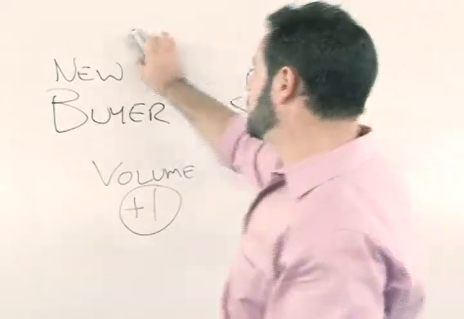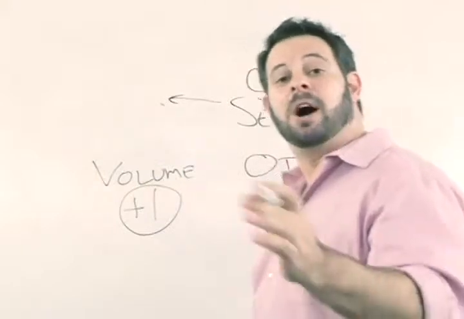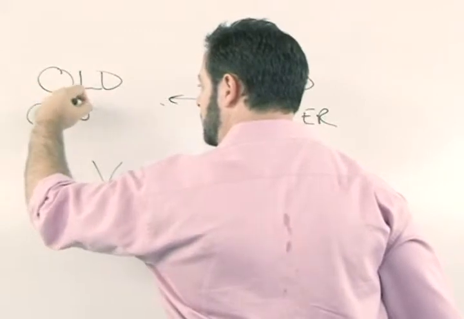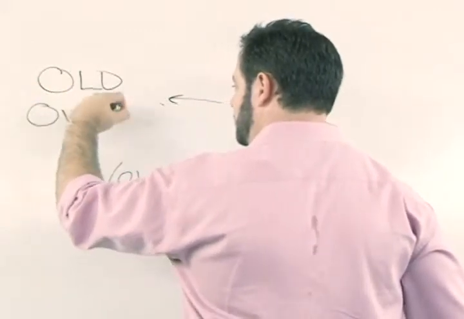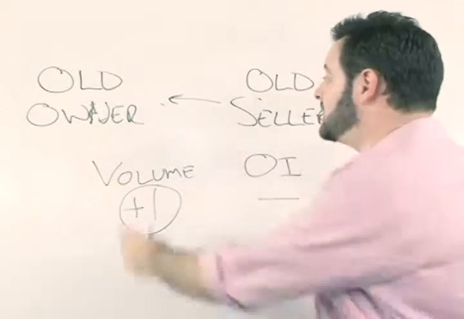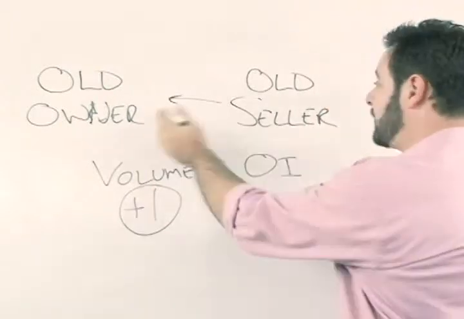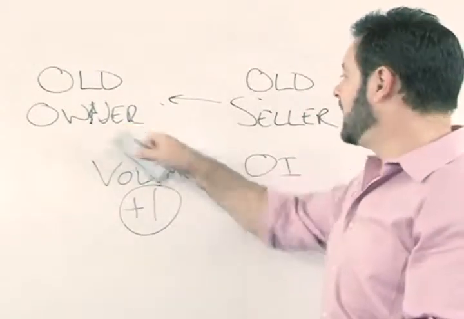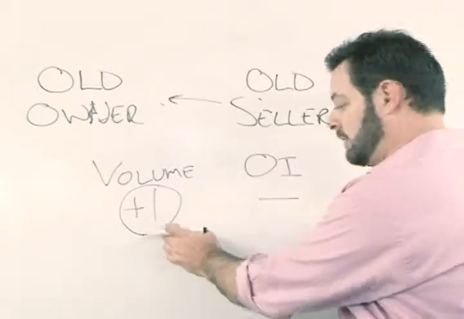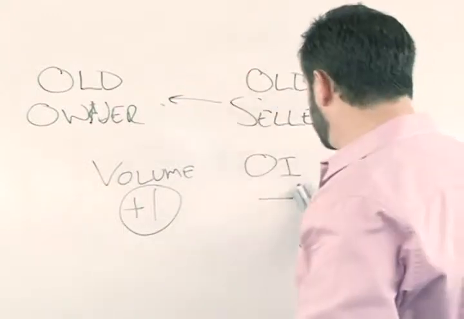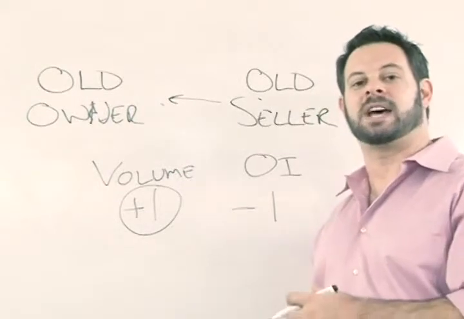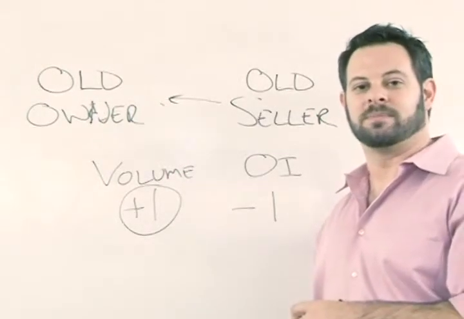Well, we could also have something going on where I was actually buying, but I was buying to close out a previous contract that I once had. I was the old owner of a contract. I buy from an old seller. I am closing my contract. This person is closing theirs as well. And what happens now? Well, volume still goes up by one, but in this case, open interest would decline by one contract as we both have offset and removed these contracts from the market.